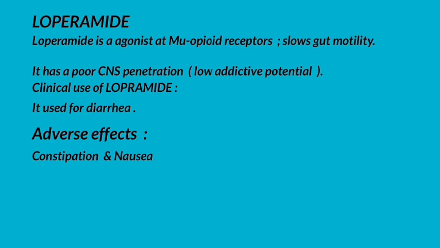Loperamide. Loperamide is an agonist at mu opioid receptors, slows gut motility. It has poor CNS penetration, so low addictive potential. Clinical use of loperamide: it's used for diarrhea. Adverse effects: constipation, nausea.